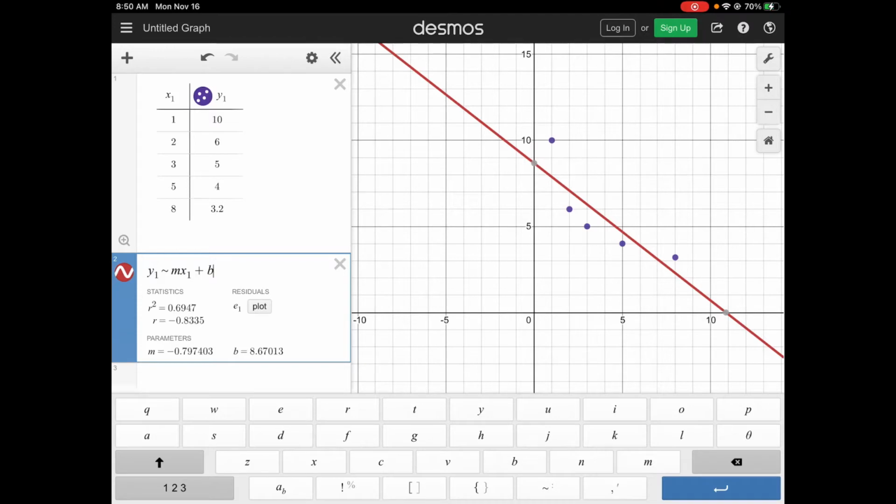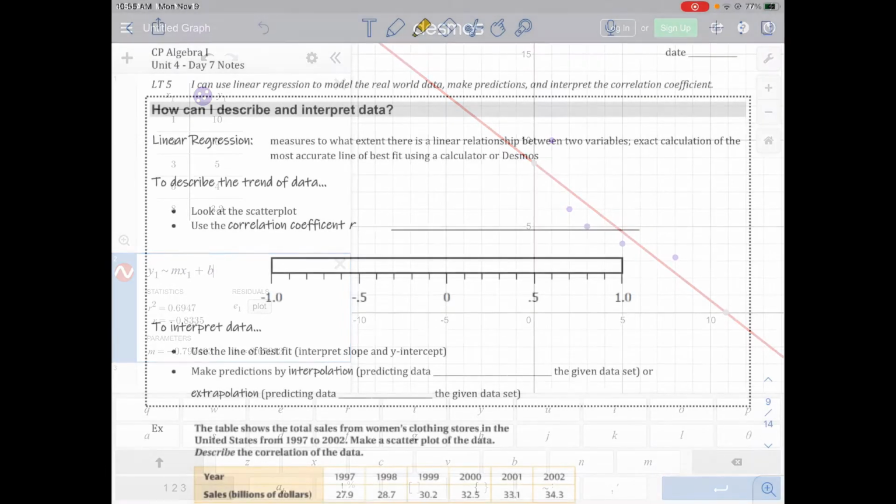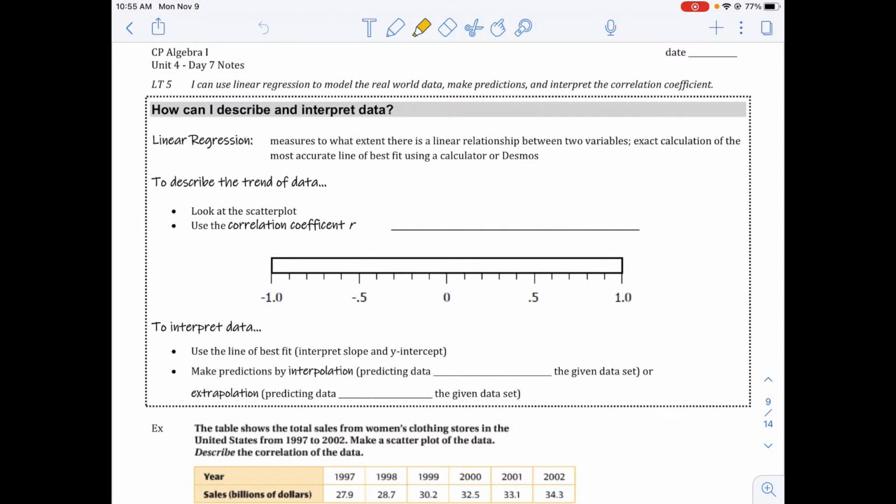Okay, so that's a short video just explaining how to enter data from x1, y1 and type in our line of best fit.